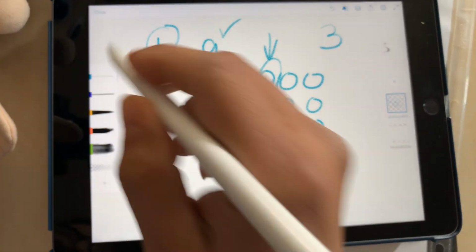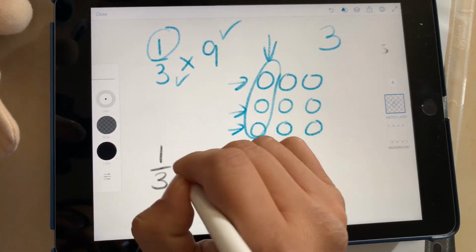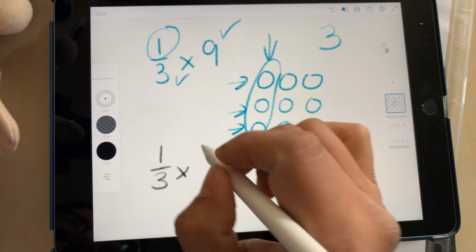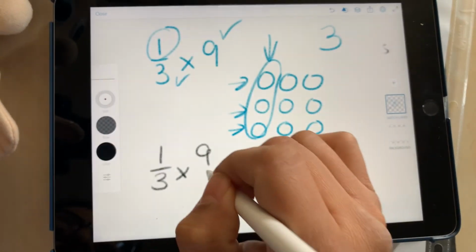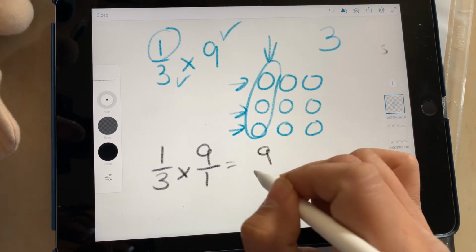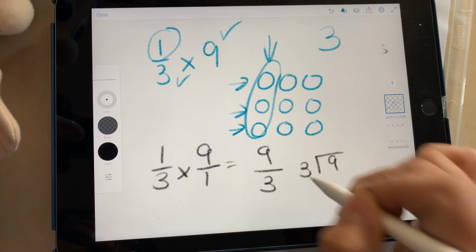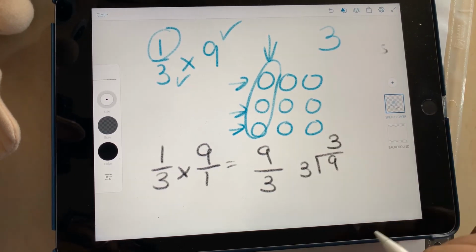Once again, let's check with the algorithm. 1/3 times 9. I add my 1 underneath. 9 times 1 equals 9. 3 times 1 equals 3. And then I continue to divide. 9 divided by 3 is 3 wholes.